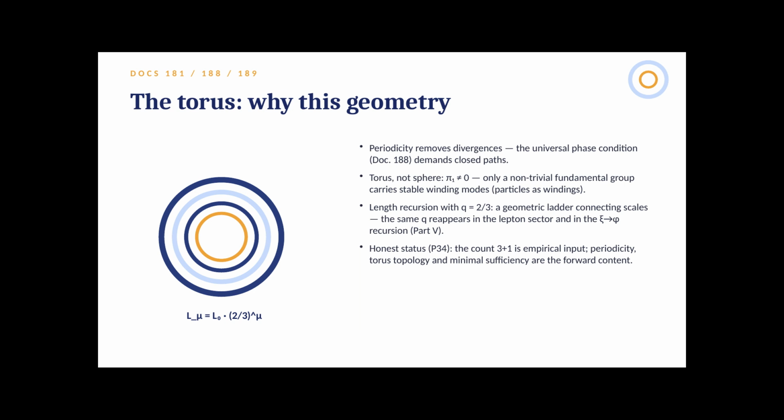Periodicity, the fact that paths close back on themselves, gets rid of the infinities that plague other theories. And crucially, a torus has a non-trivial loop structure. Mathematicians write π1 is not 0, which a sphere lacks. That's what lets stable winding modes exist, and those windings are what we call particles. Honest caveat: that we live in 3 space dimensions plus 1 of time is taken as input. The periodicity, the torus topology, and the minimal design are the parts the theory actually derives.